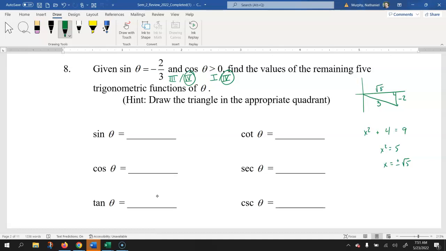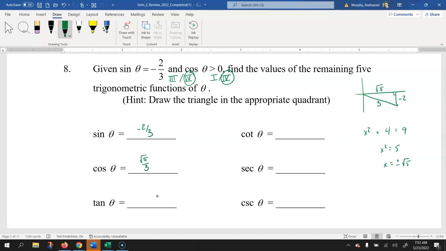All right. So to find sine, that was given to us. It's negative 2/3, opposite over hypotenuse. Cosine is adjacent over the hypotenuse. So the adjacent leg would be square root of 5 over the hypotenuse, which is 3.